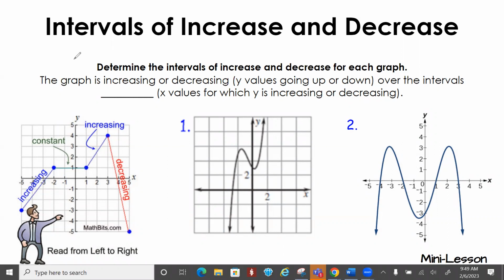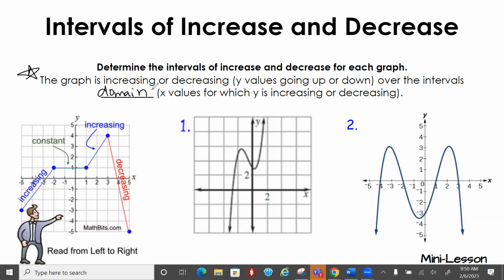Okay, so what I'd like for you to write down is the graph is increasing or decreasing. So your y values are going up or down over the intervals domain. I was trying to figure out what word was going there. It's taking me a second.